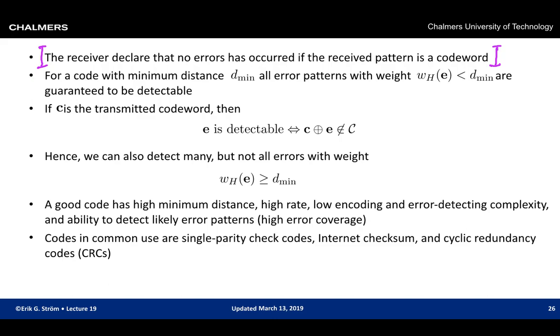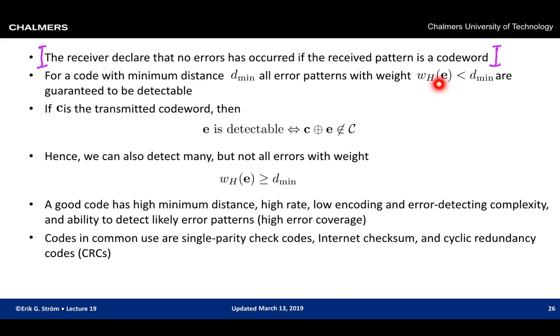But anyway, if we have a code which has a certain minimum distance, then we know that we can find all error patterns with a weight which is less than the minimum distance. So we want the minimum distance to be fairly large for these codes. And the reason for that is that it's more probable to have few errors than many errors when we transmit over a noisy channel.